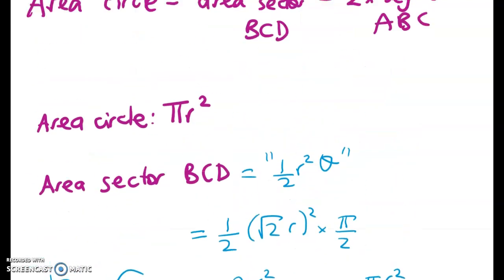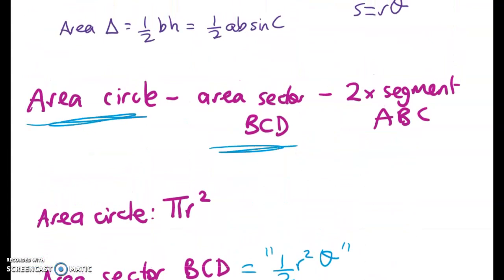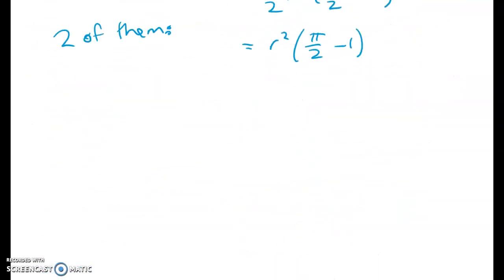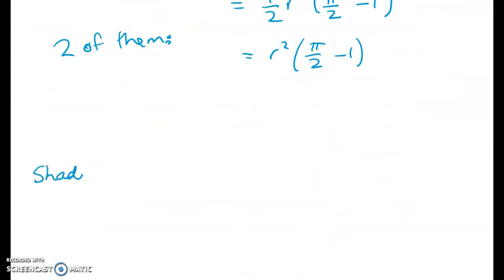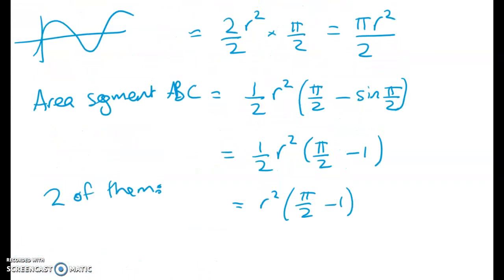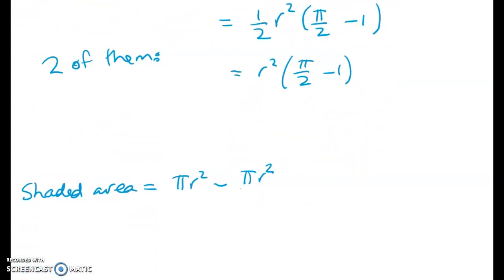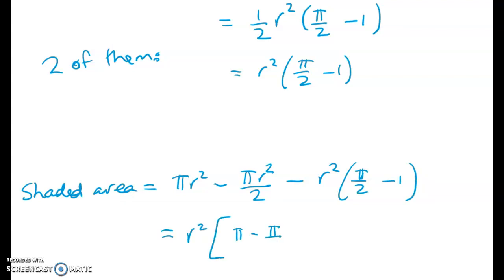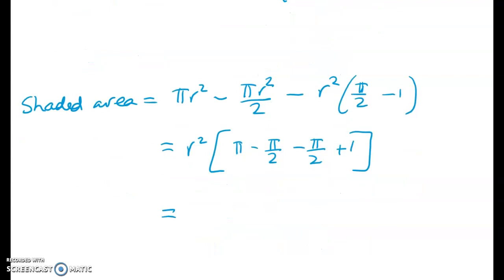So now we're nearly finished. What we have to do next is to take the area of the circle and subtract off those two things. So the shaded area is equal to pi r squared minus pi r squared on 2 for the sector minus r squared times pi on 2 minus 1. That gives me r squared into pi minus pi on 2 minus pi on 2 plus 1, which gives me a final answer of r squared. So that's how I did it.